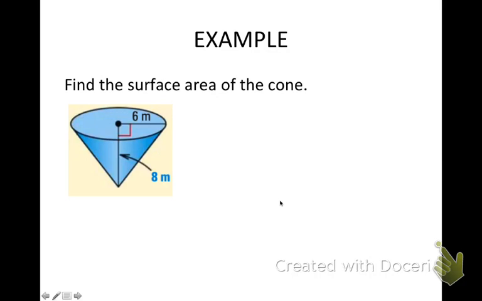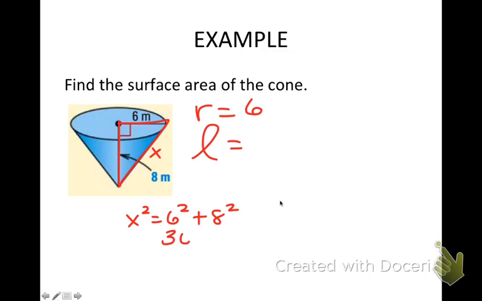All right, so let's do this last example together. Do they give you the radius? Yes. What is it? 6. Do they give you the slant height? No, they give you the normal height. So that means we need to use the Pythagorean theorem to solve for x. Give me an equation. X squared equals 6 squared plus 8 squared. Good. So we get 36 plus 64 is 100. So it's going to be what? 10. Good. So your slant height is going to be 10.